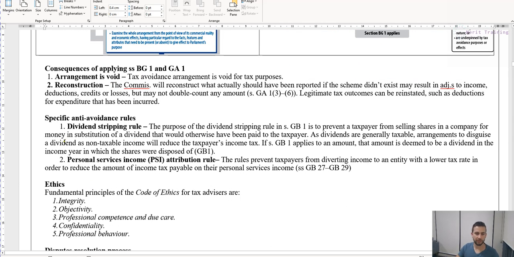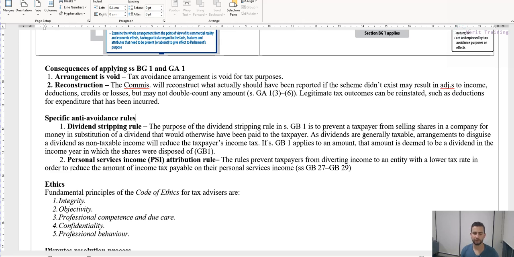Now, there's also a couple of specific anti-avoidance rules which I wanted to talk about. Obviously there's more anti-avoidance rules than this, but these are the really important key ones. So the first one is dividend stripping. The purpose of dividend stripping under section GB1 is to prevent a taxpayer from selling shares in a company for money in substitution of a dividend that would have otherwise been paid to a taxpayer. As dividends are generally taxable, arrangements to disguise a dividend as non-taxable income will reduce the taxpayer's income tax.